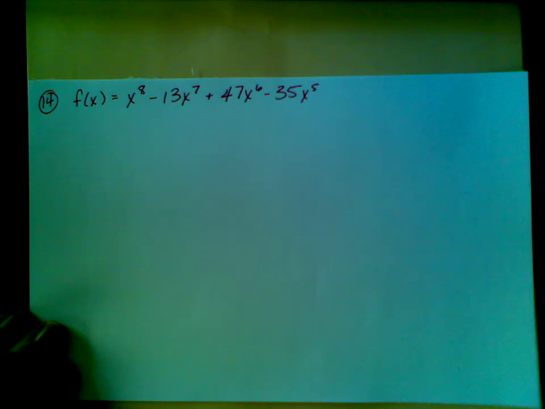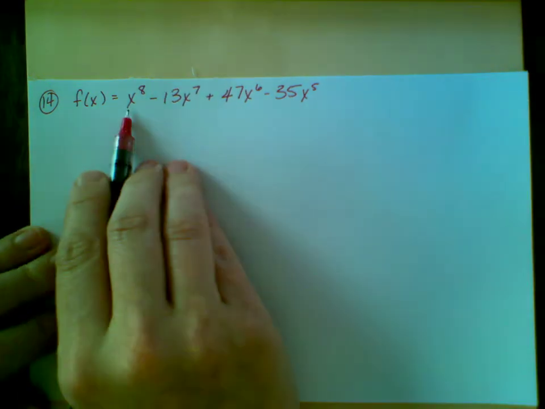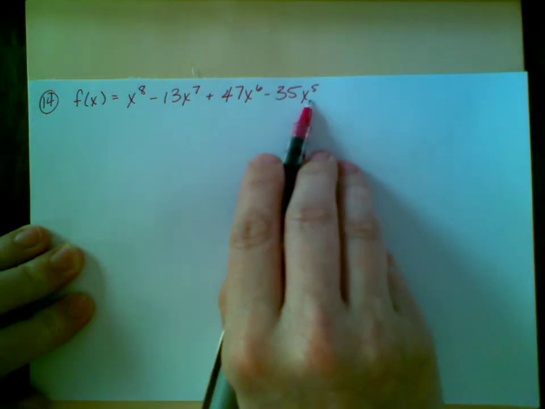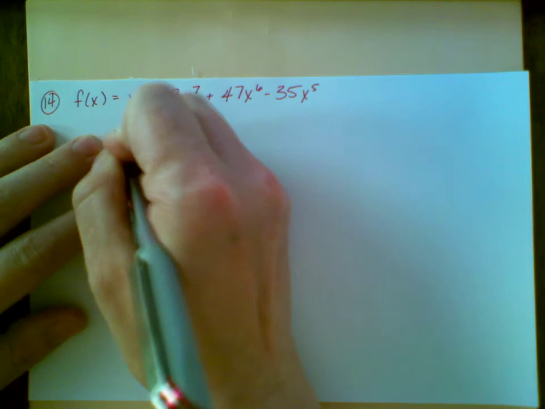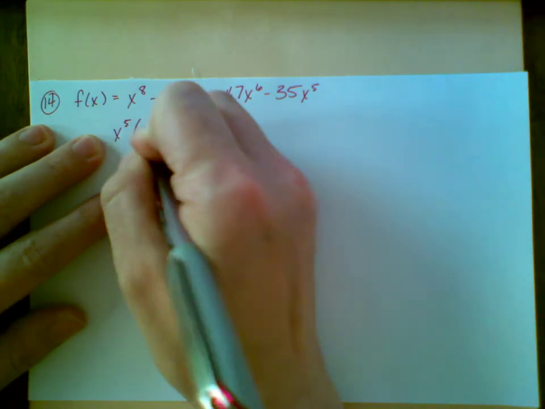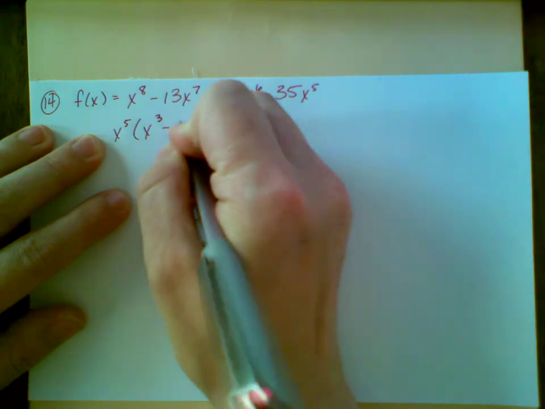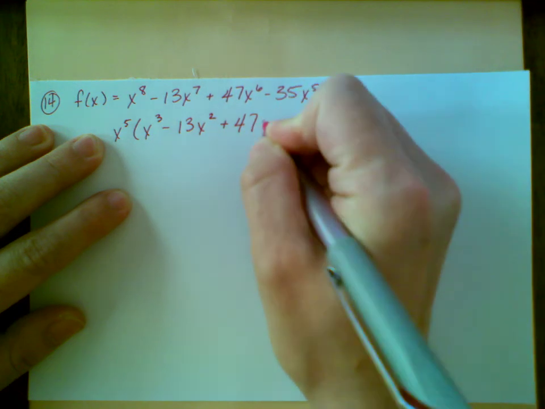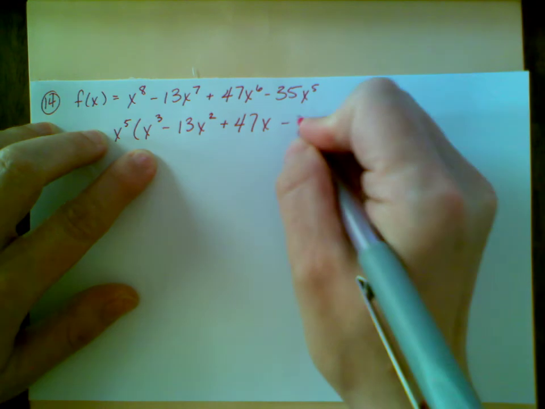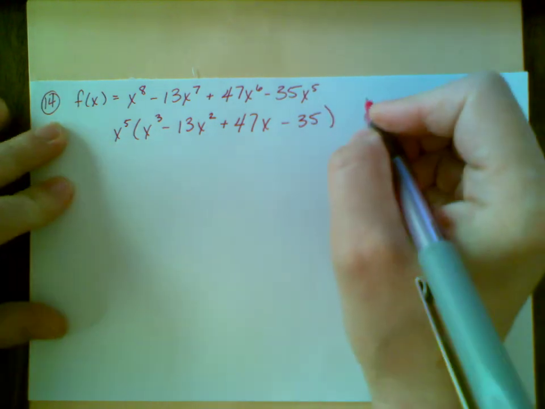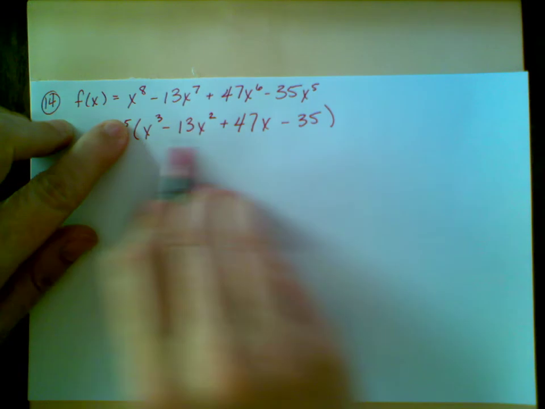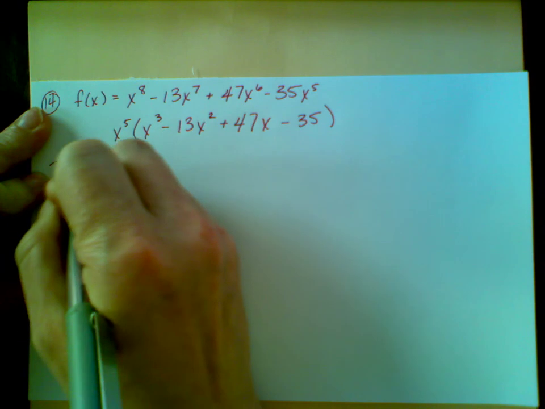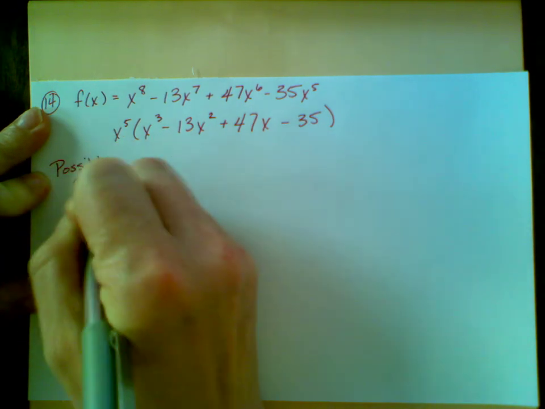If we look at this next one, number 14, I do have an 8th degree polynomial, but notice that everything has a degree of at least 5. So as my first step, I could factor out x to the 5 and end up with just a cubic that needs factoring. So now I'm going to factor this polynomial. I'm going to do that by taking the possible rational roots.